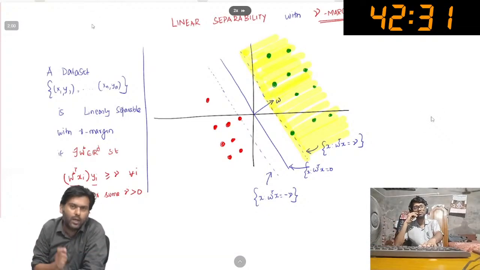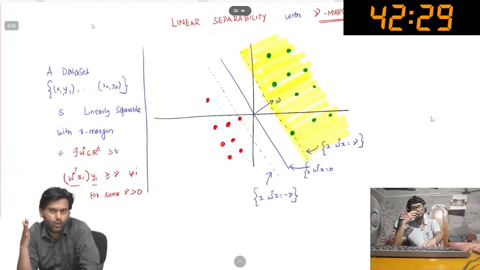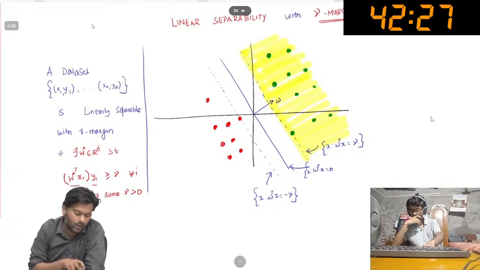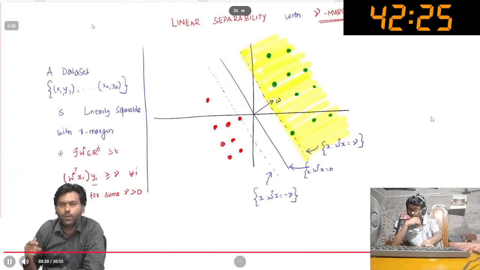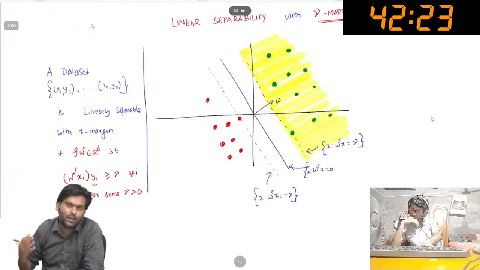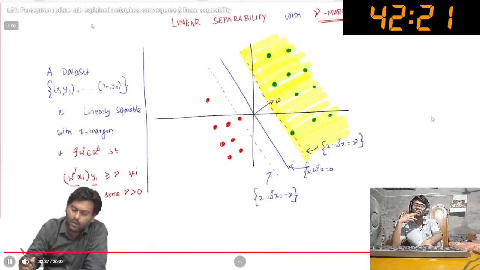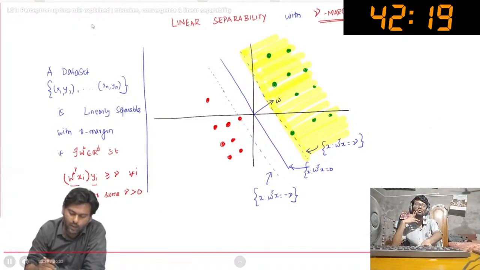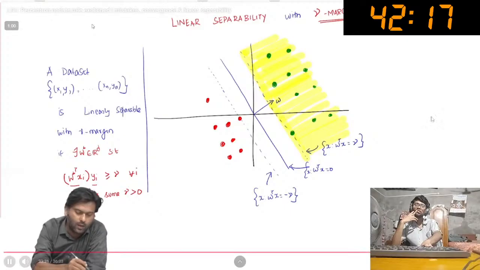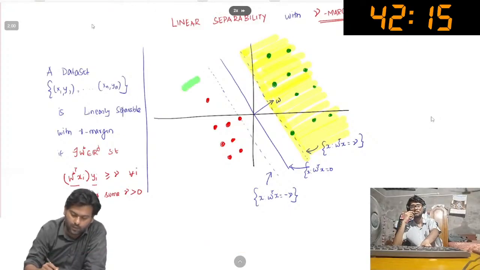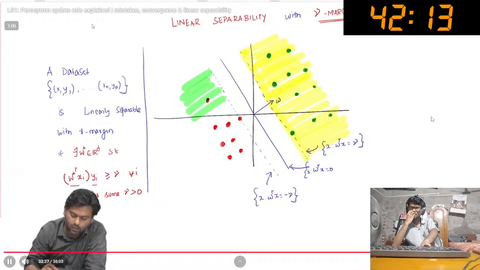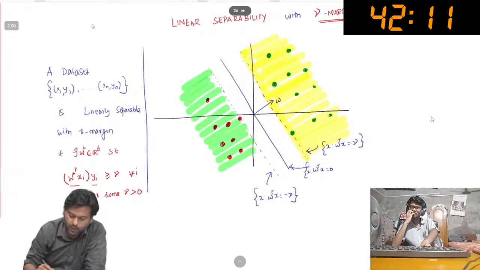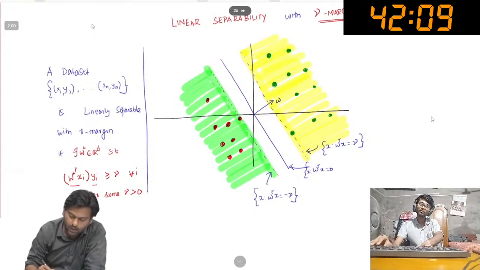Now when I multiply by Y, whenever Y is 1, it better be in this yellow shaded region. And whenever Y is minus 1, which means W star transpose Xi into minus 1 is greater than or equal to gamma, equivalently, W star transpose Xi is less than or equal to minus gamma, which means that all the points which are labeled minus 1 in my data set must be on this side. Of course, this also includes this line, W star transpose X equals minus gamma.